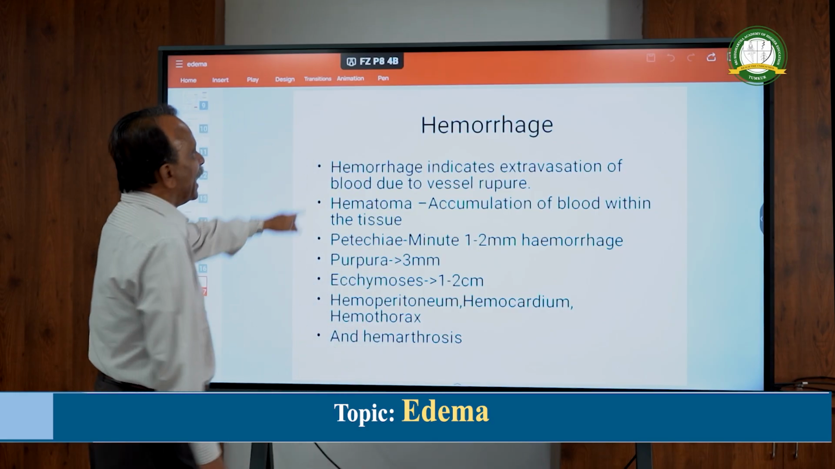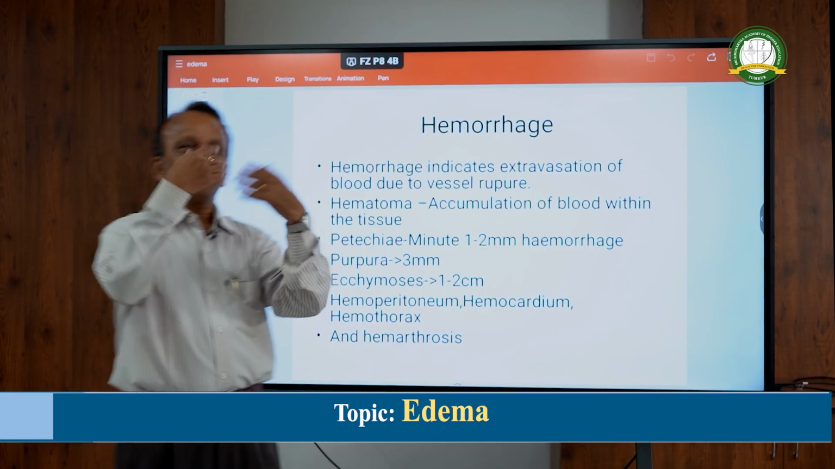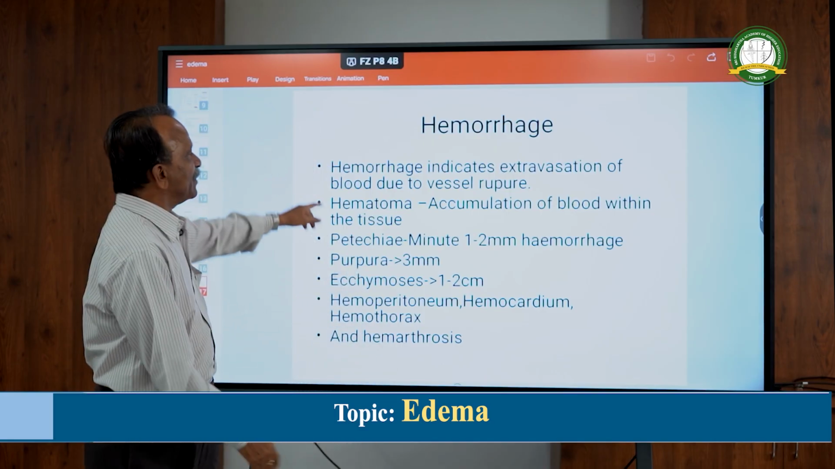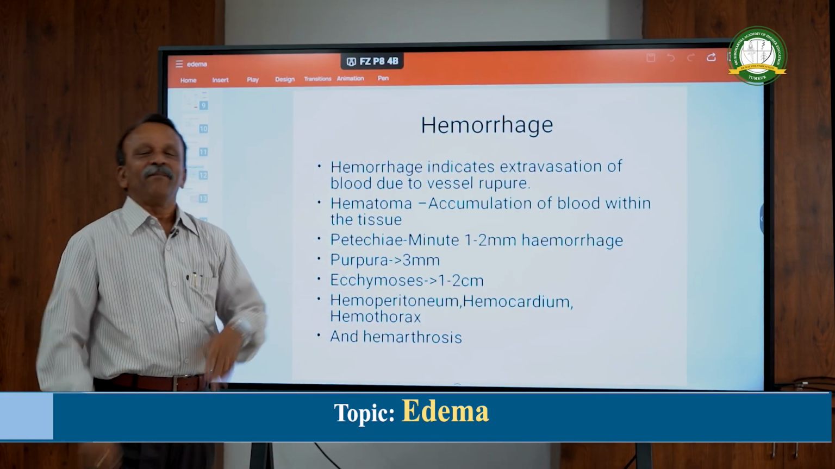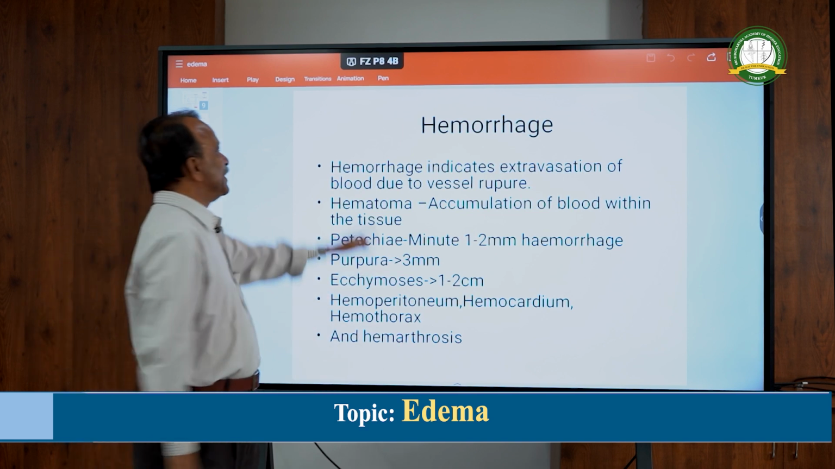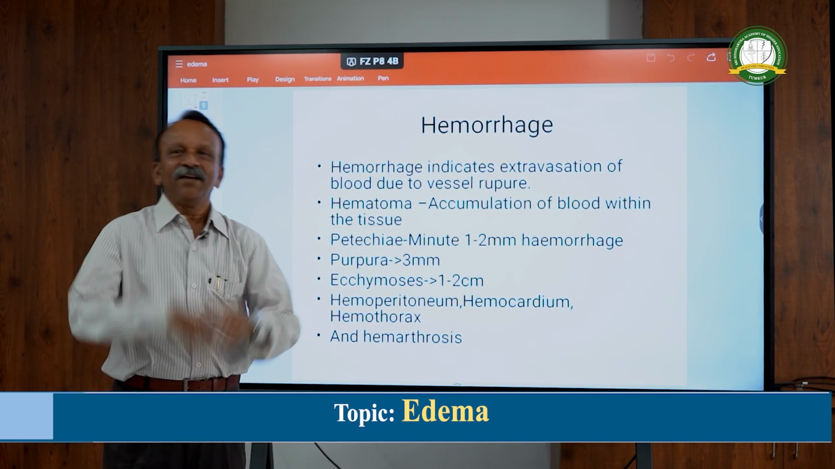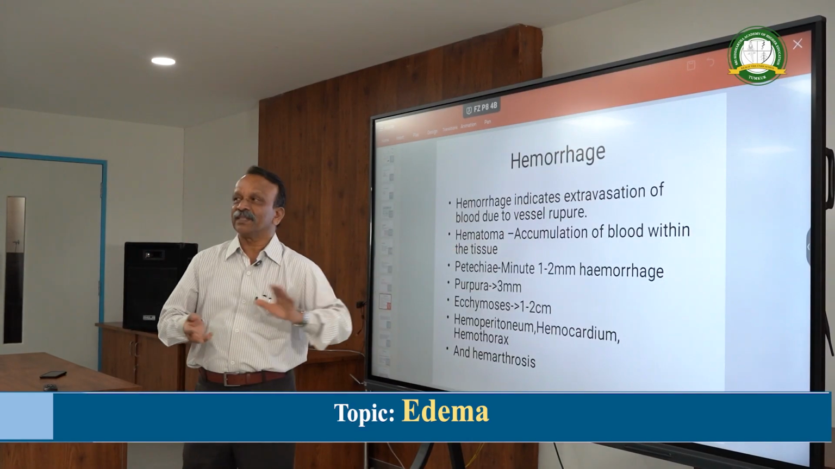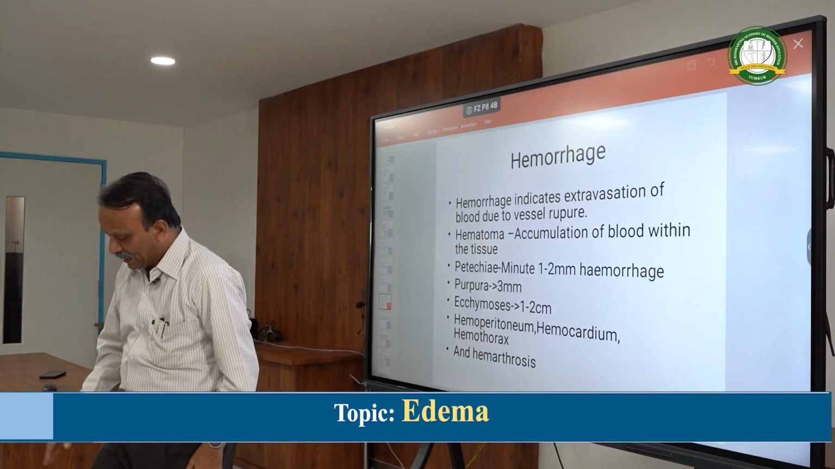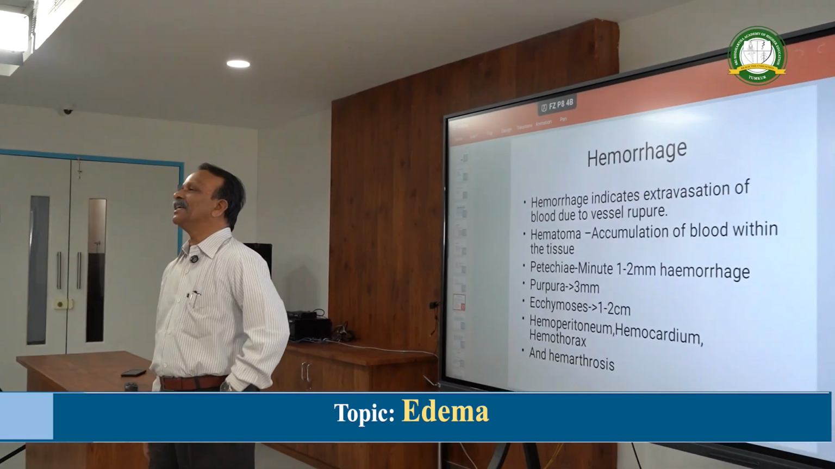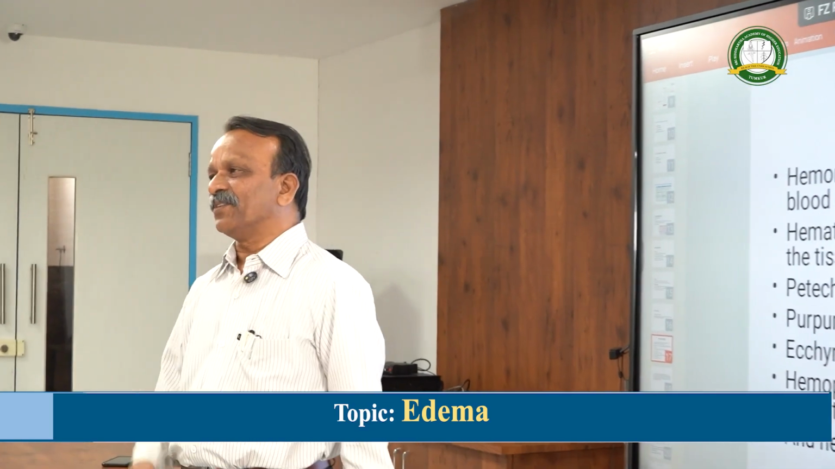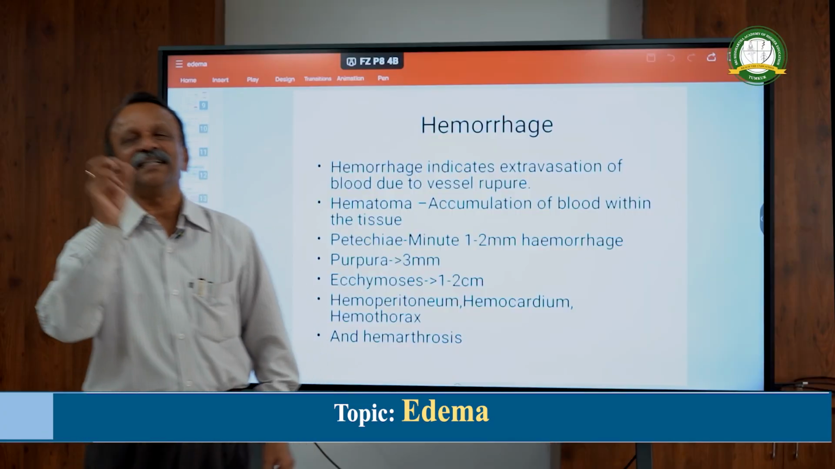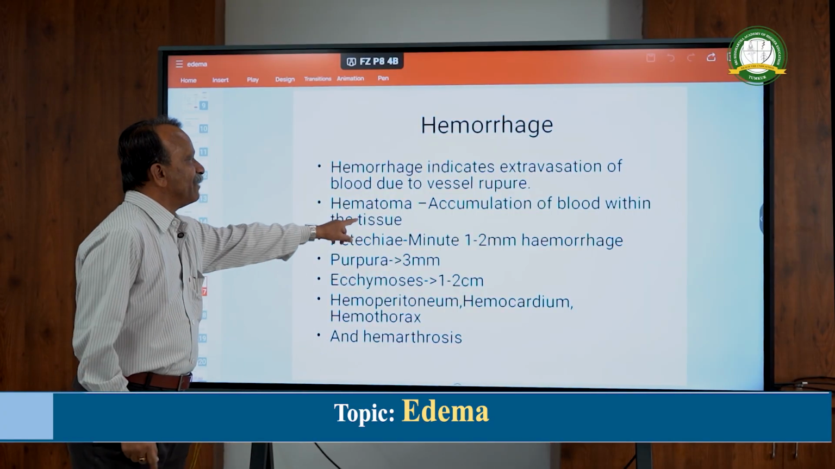Hemorrhage is nothing but the extravasation of blood. So presence of blood outside the blood vessels, we call it hemorrhage. Any rupture of the blood vessels can result in hemorrhage. If there is accumulation of blood anywhere in the tissue, that is called hematoma. For example, there is one condition called hemophilia, that is factor 8 deficiency. In that case, because of hemorrhage, the blood collects in the joint cavity.